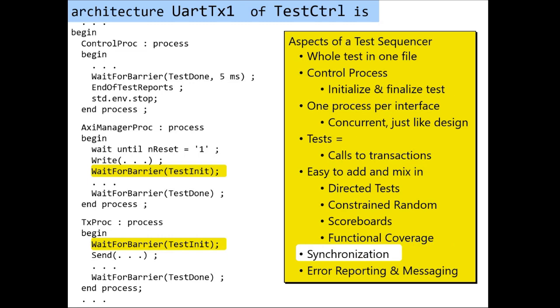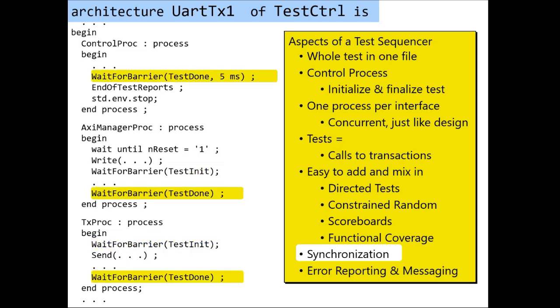We want two test cases. Once they get to this point, we want them both to run and start up beyond this point at the same time. That we do with our wait for barrier synchronization. So we're doing it here at the start of the test because maybe the AXI manager sets things up before we start throwing things down to the UART. Okay, so the UART has to wait until the DUT has been set up.